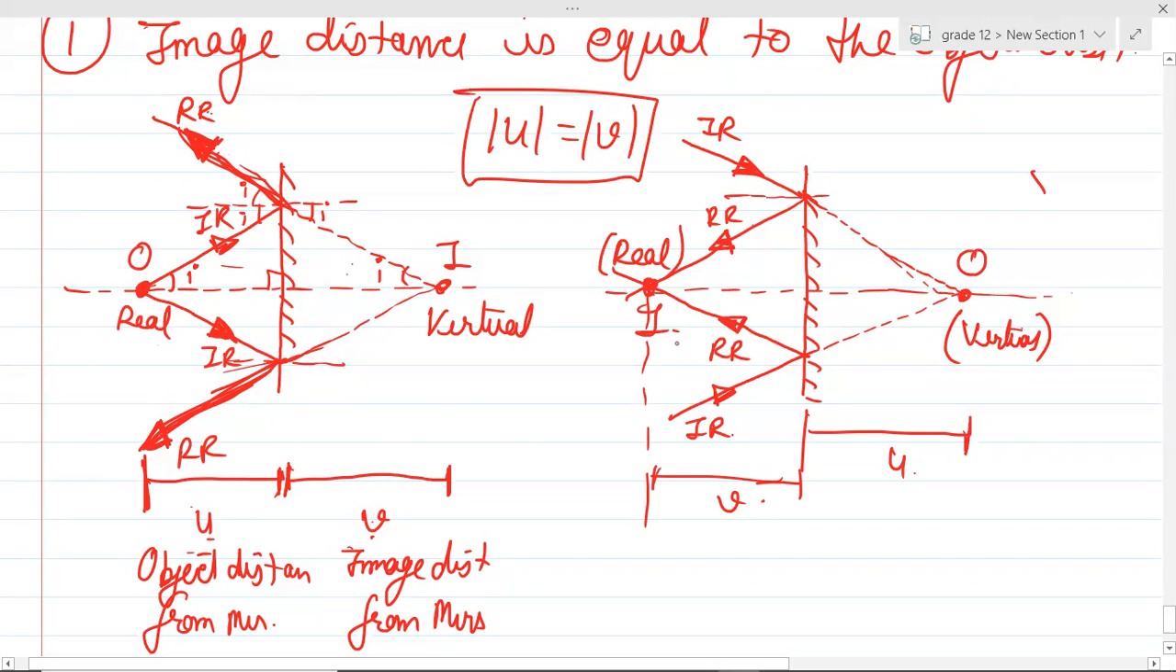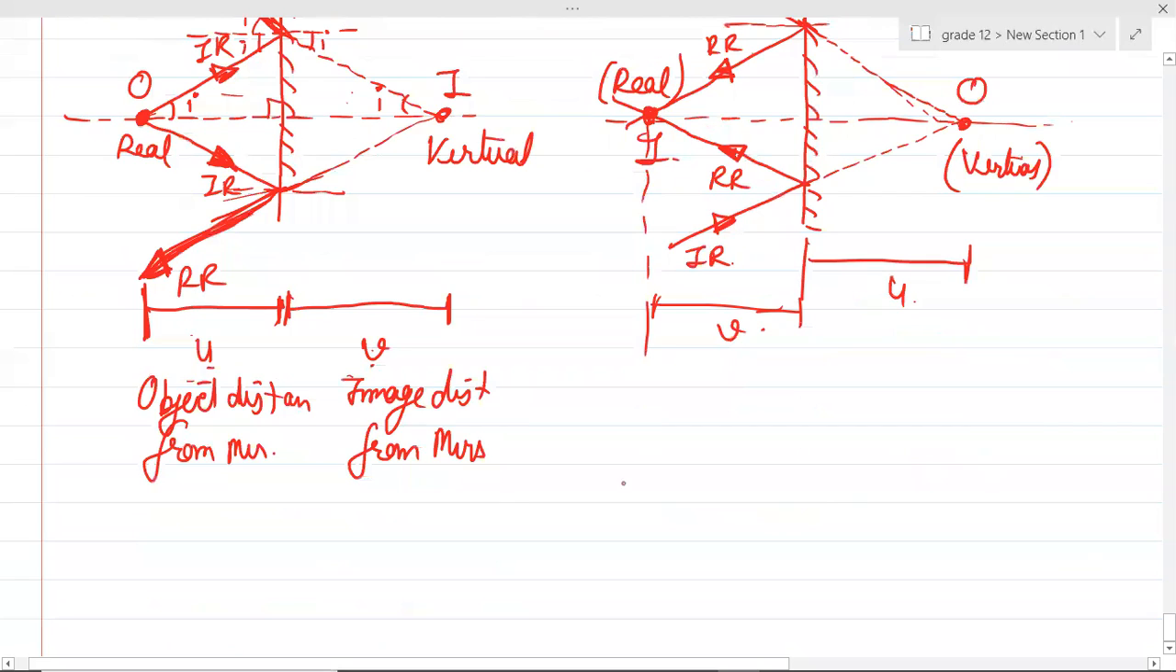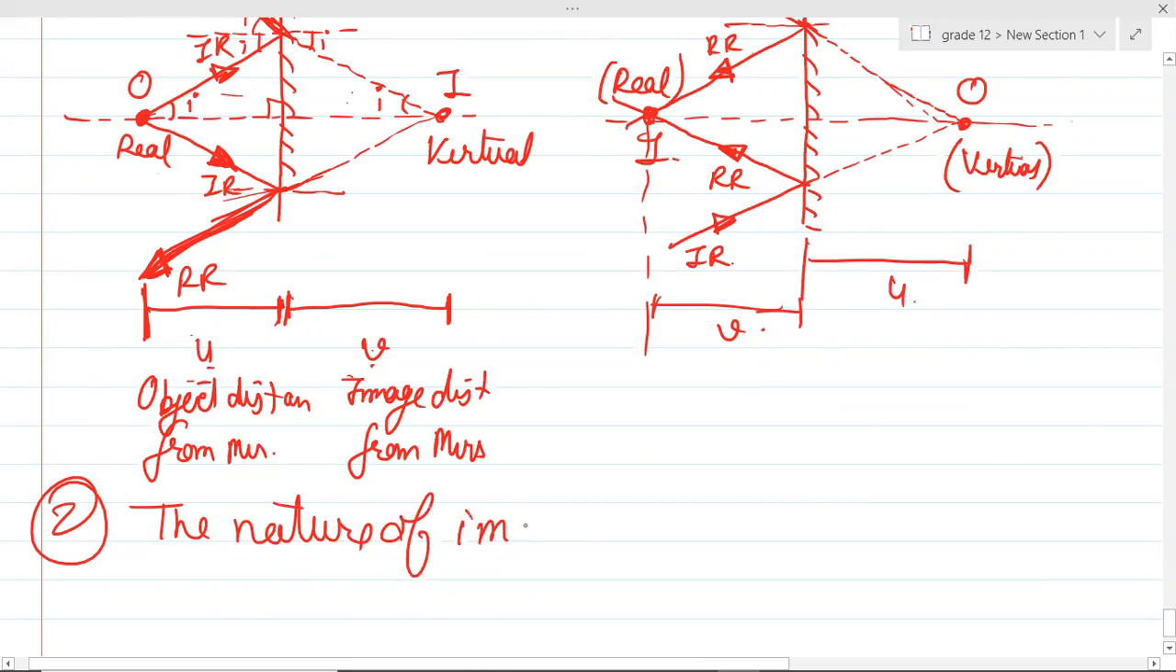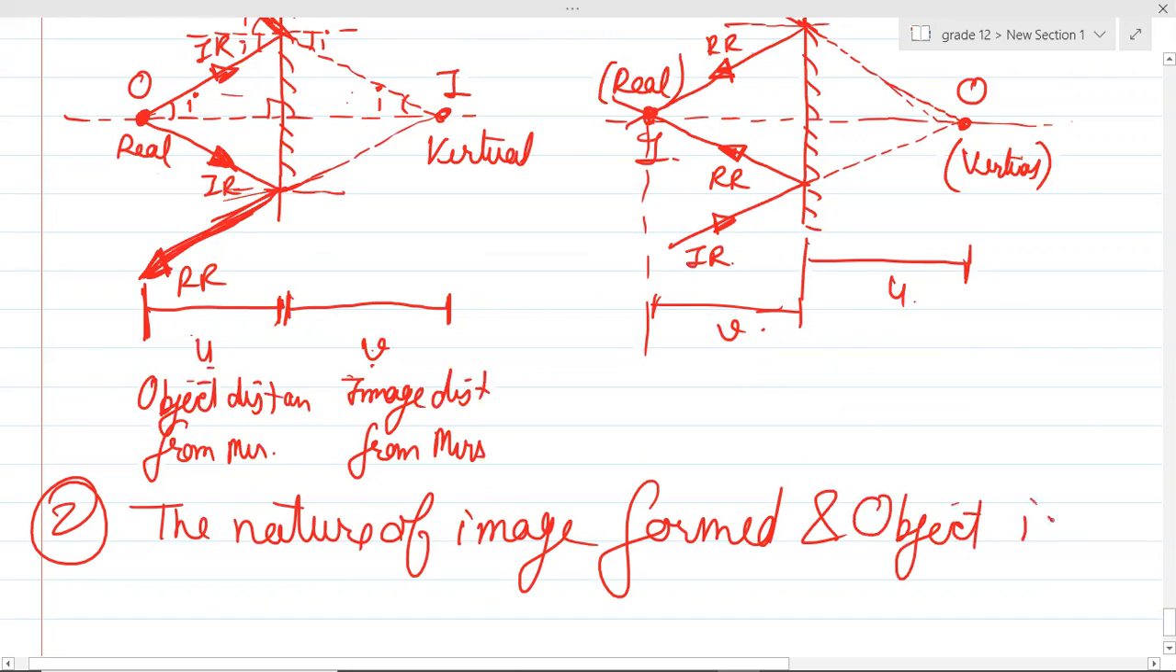Yes or no? Yes, sir. The first point is pretty much clear to everyone. The second point is, can you see over here the nature of the image formed, and the nature of the object, is always opposite.